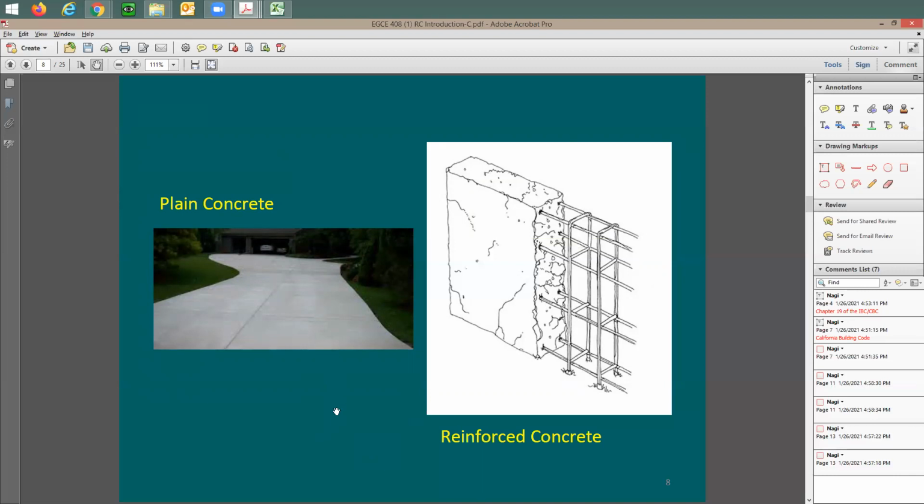To work on these shrinkage cracks, it is usually preferable to put in some reinforcing. The reinforcing is going to keep the concrete in place. So if the concrete wants to shrink, it's going to meet something there, which is the reinforcing, that is going to resist this shrinkage.